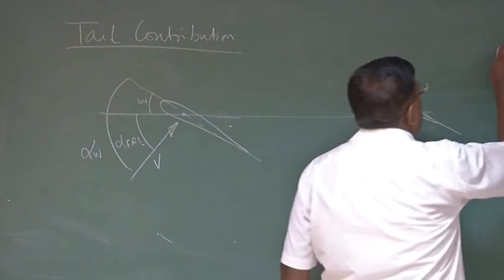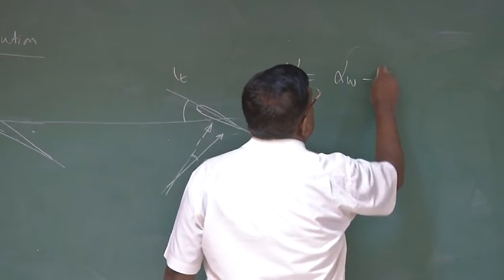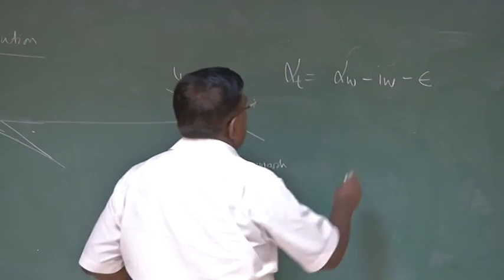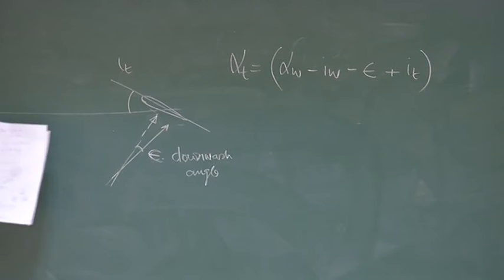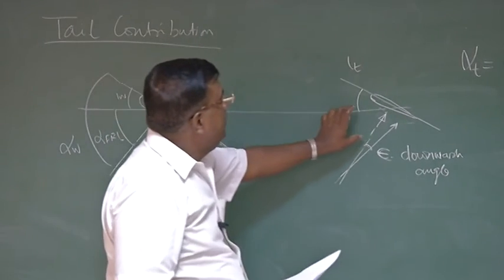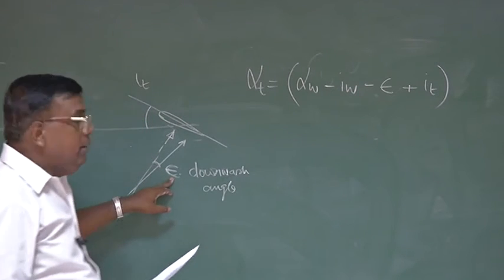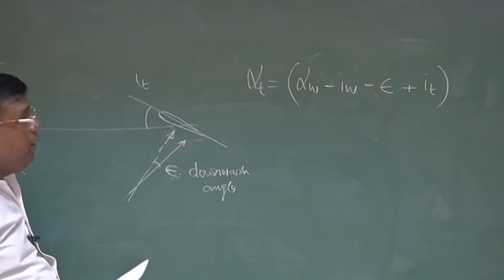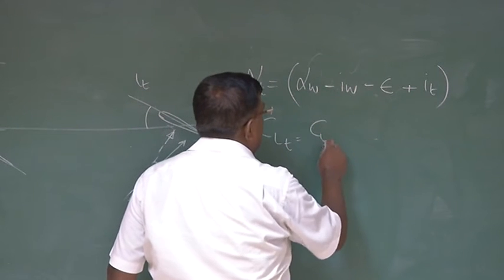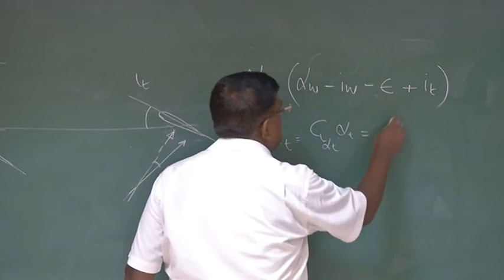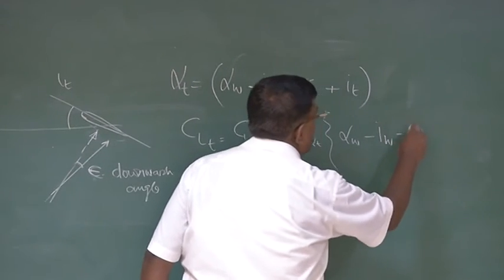So if I try to write what is the angle of attack seen by tail, I will write whatever alpha w minus IW was there, minus epsilon plus IT. That's all. If there were no downwash, then angle of attack at tail would have been alpha FRL plus IT. But now alpha FRL is reduced because of epsilon here, because the velocity vector has tilted like this, because of downwash. So this is the alpha tail. What is CL tail then? CL tail will be CL alpha tail into alpha of tail. That is CL alpha tail into alpha W minus IW minus epsilon plus IT.